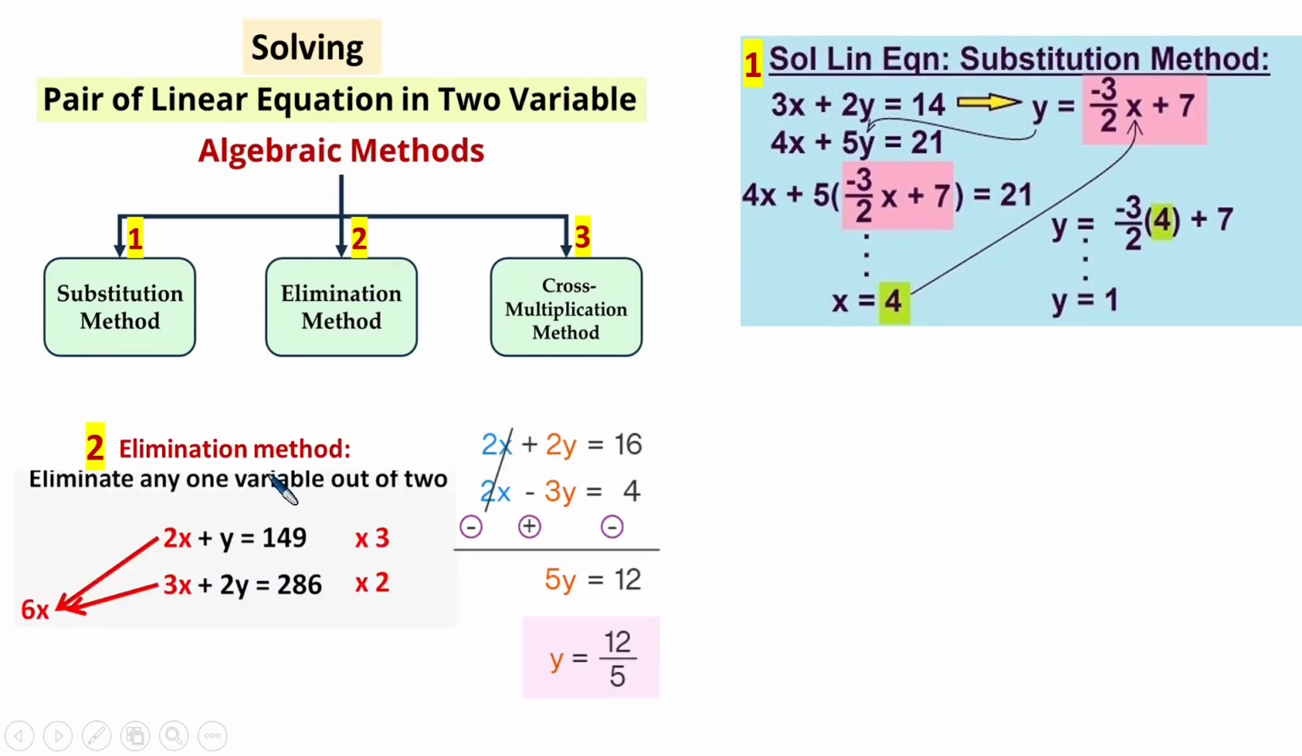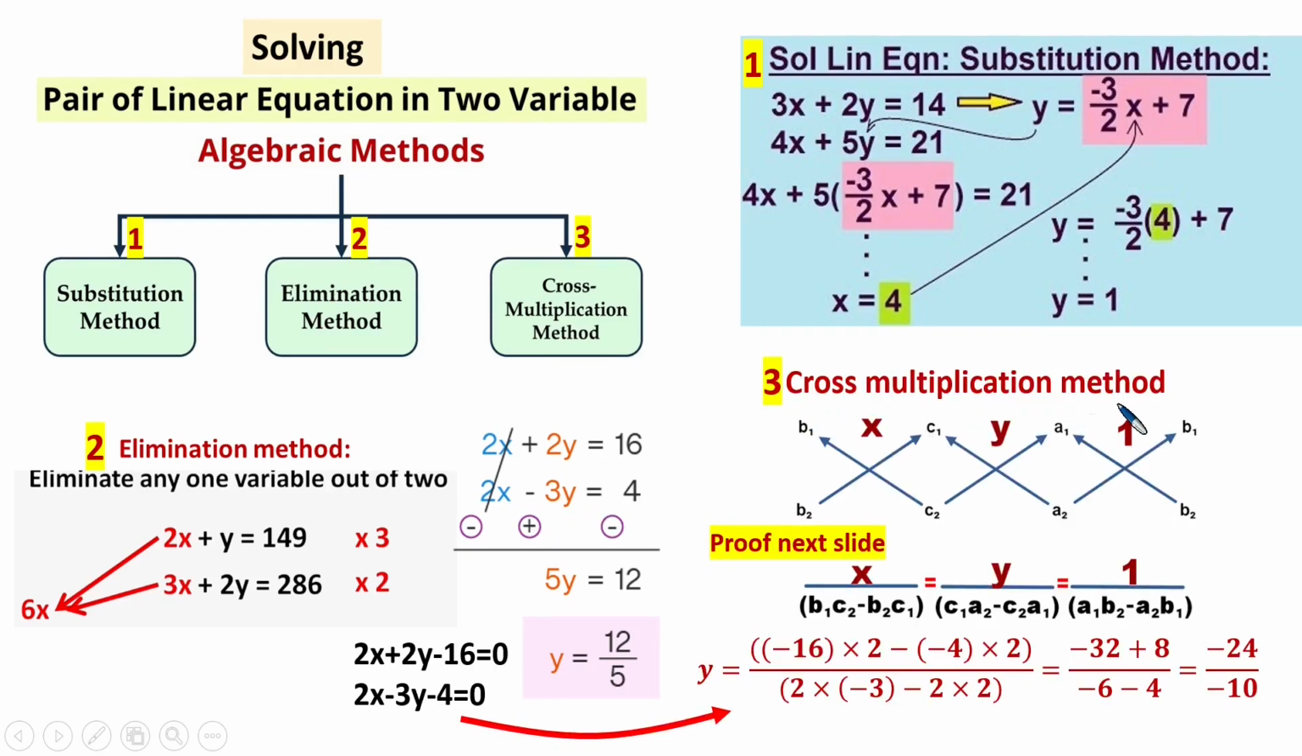Now second, the elimination method, that is, eliminate any one variable out of two. Either you eliminate x and then evaluate y, or you eliminate y and evaluate x. So here you can eliminate x: you multiply this equation by 3 to get 6x, and multiply the other whole equation by 2 to get 6x. Then once you have 6x, you can cancel. A simple example I have shown here: the 2x and 2x cancel. Now 2y plus 3y is 5y, because you are subtracting, minus of minus becomes plus, and 16 minus 4 gives 5y equal to 12. So y is equal to 12/5. Once you have y, you substitute in any one of these equations and you can get the value of x.